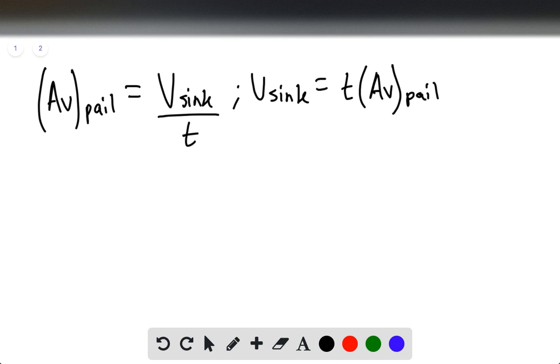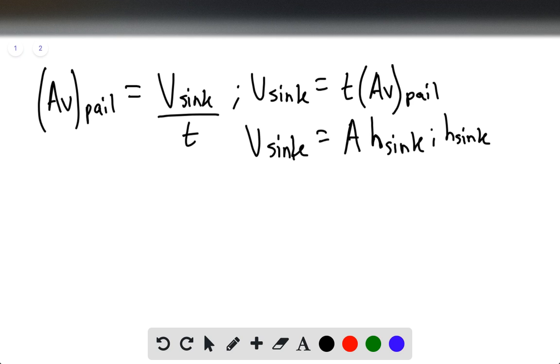And at this point, we know that the volume of the sink is going to equal the area times the height of the sink. And here, the height of the sink is going to equal 4 centimeters or 0.04 meters. Let's automatically convert from centimeters to meters.